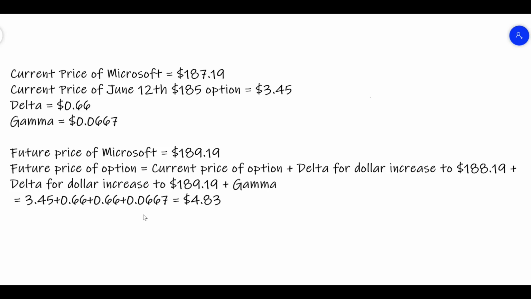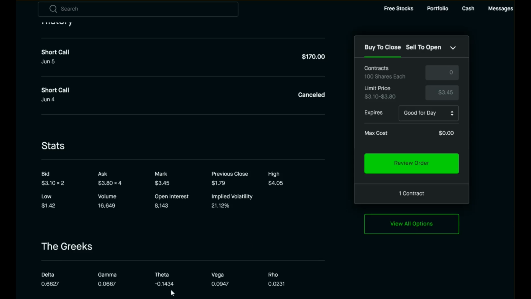So all those things will affect your delta. Here we are taking a hypothetical scenario where everything else is constant. Now let's move on to theta. Theta is always represented by a negative number. Why? Because theta represents time decay.